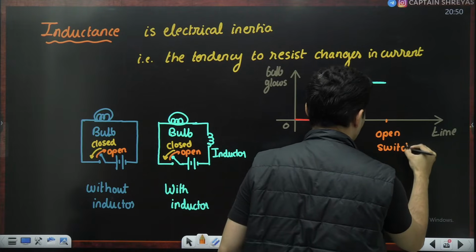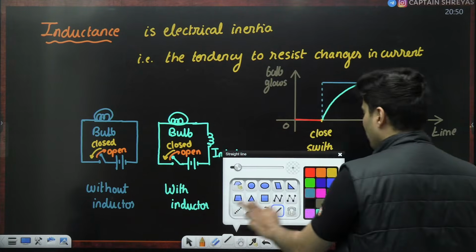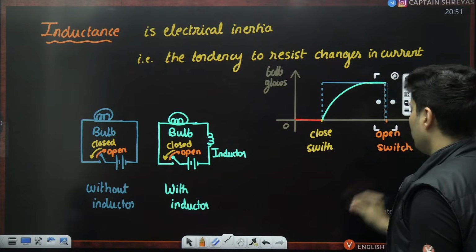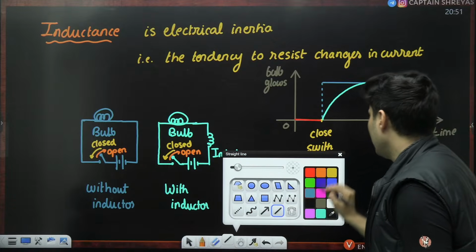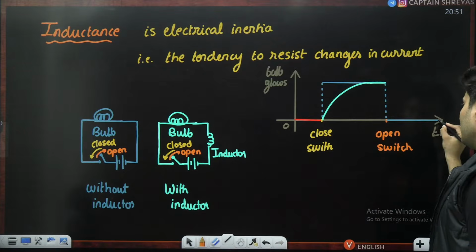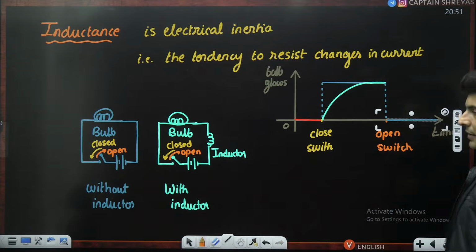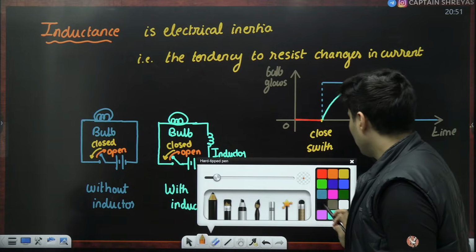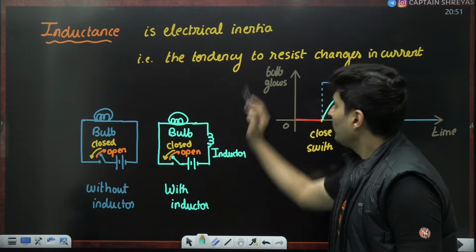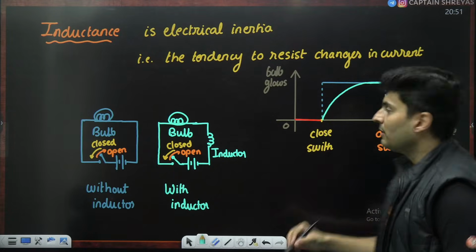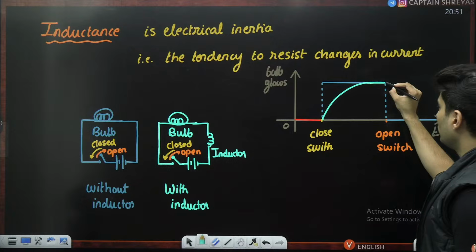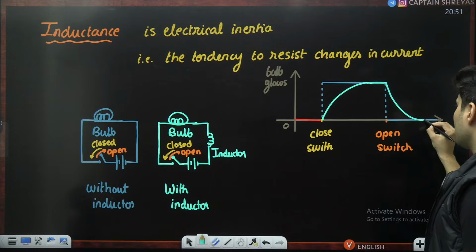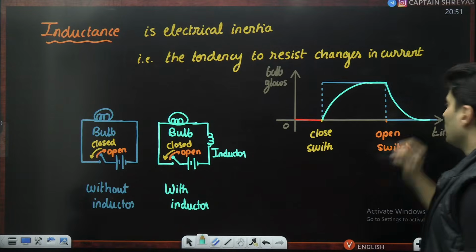Open that particular switch. In the situation where there is no inductance, instantly the current will drop, and the brightness will become 0. It is an instant change. But in the case of an inductor, it will resist any changes. It will not allow the current to go down so quickly. It will slowly reduce until it becomes 0. This is how the graph will look.